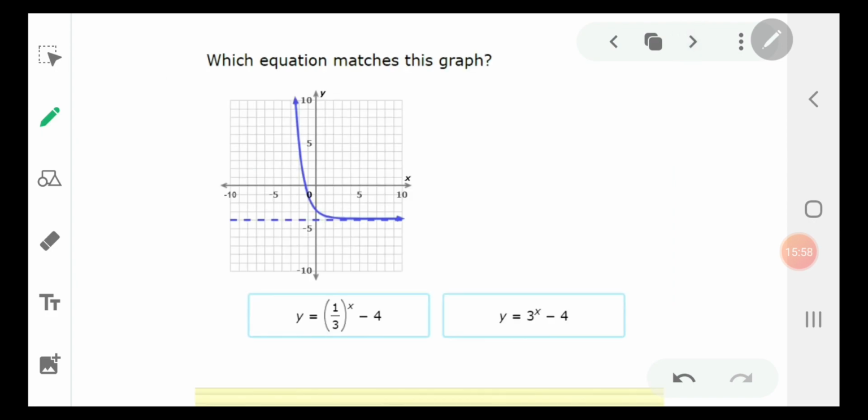Another question you might find in your assignment: which equation matches this graph? Given a graph and given two equations, you are asked to decide which one represents this graph. Look at the graph carefully. It's falling down from left to right, so it is a decay. Then you would choose the one with base less than 1, because this one represents a decay.